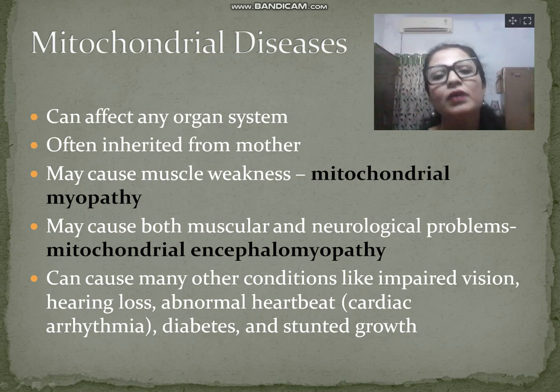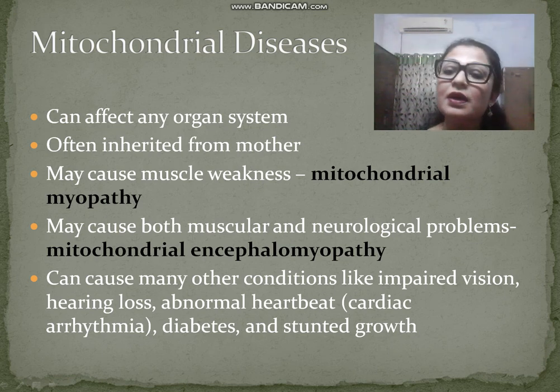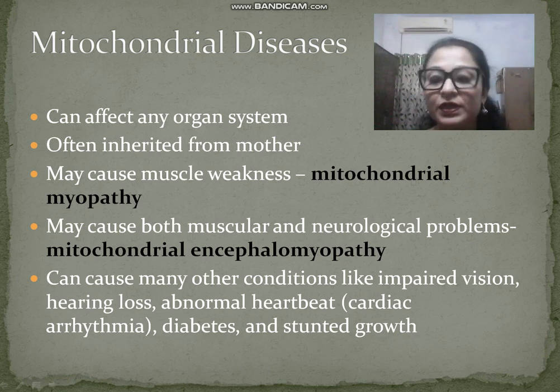Now, again, coming back to malfunction. Mitochondrial malfunction causes muscle weakness. This is known as mitochondrial myopathy. As I said, muscles have a lot of mitochondria naturally. It's intuitive, right? And any problem with the mitochondria in the muscles causes mitochondrial myopathy. It can even cause a combination of muscular and neurological problems, which is known as mitochondrial encephalomyopathy. Encephalo because of the neurological component.